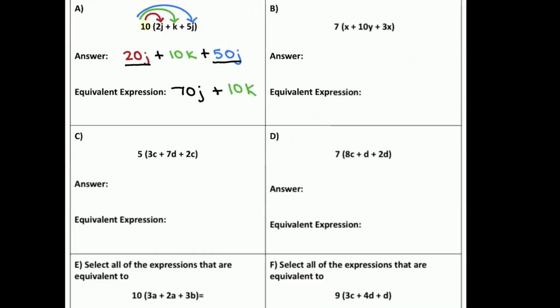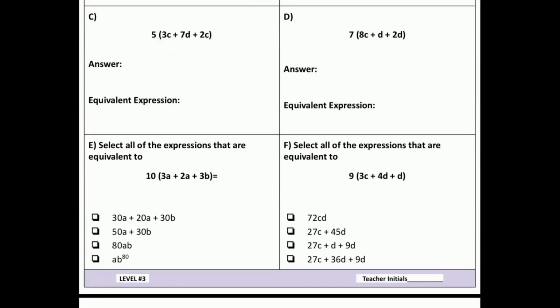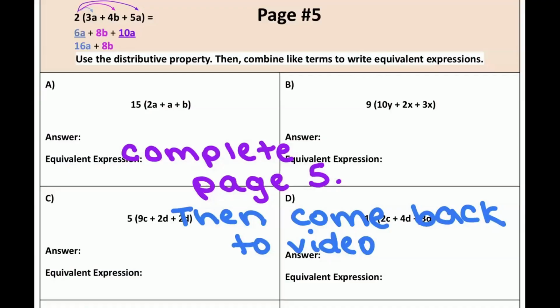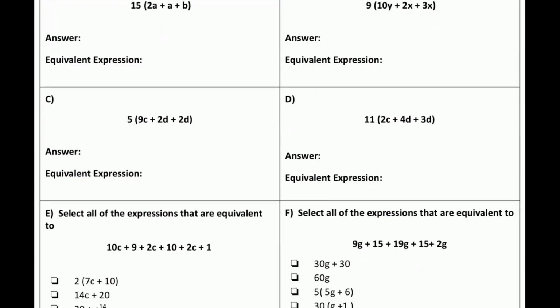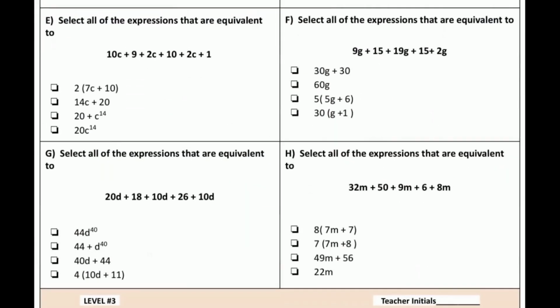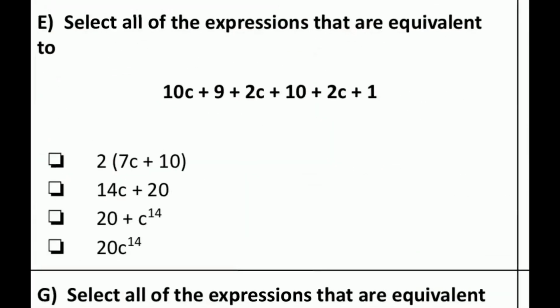Go ahead and complete the rest of this page, then check in with your teacher if that's the direction they're giving you. Go ahead and complete page 5, then come back to the video. This video won't go over A, B, C, or D, but I do want to take a look at E. E says select all of the expressions that are equivalent. So we know there's going to be more than one answer.